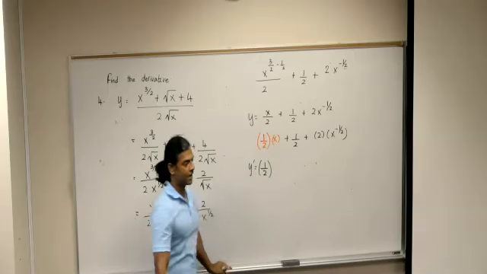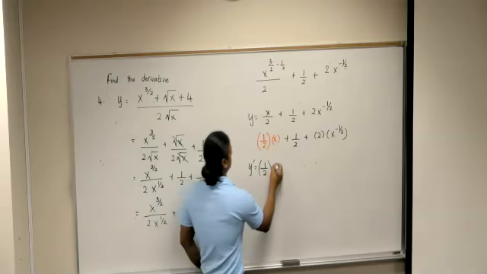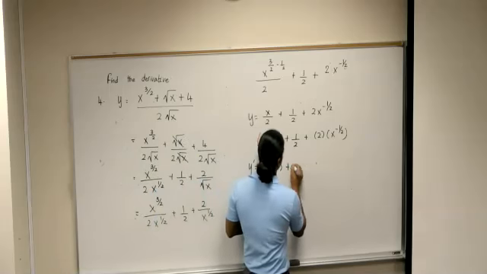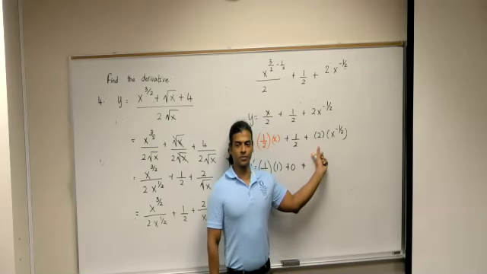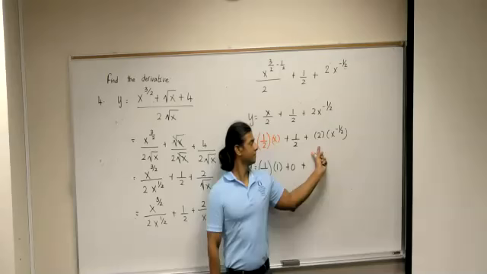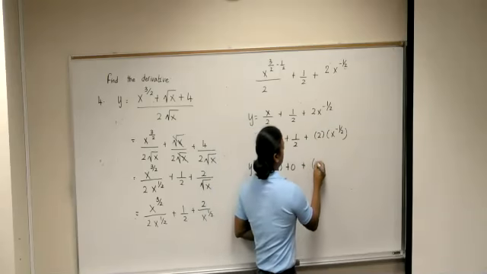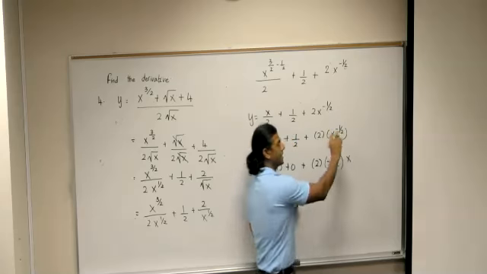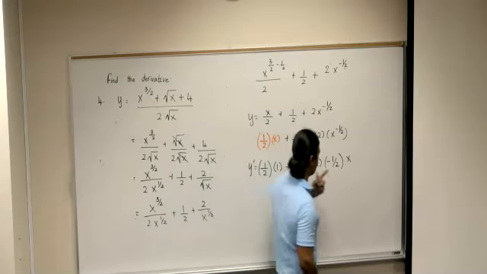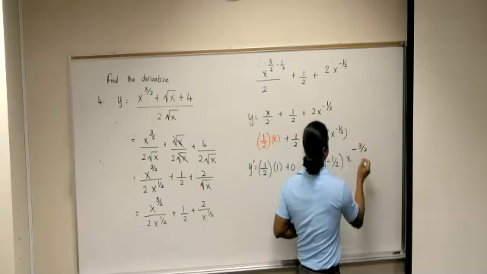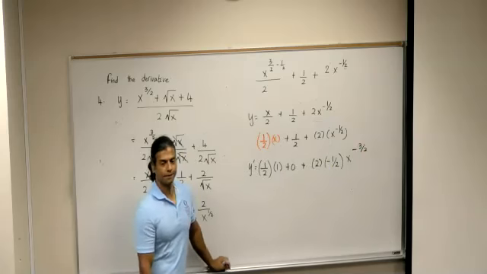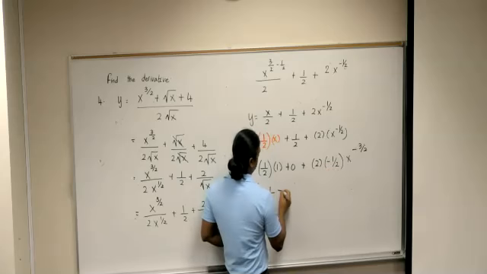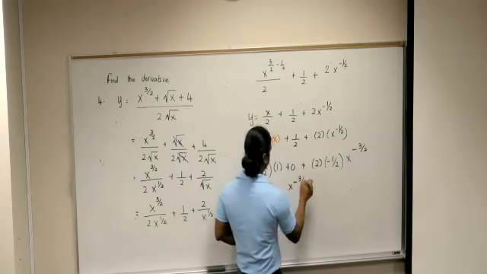What is the derivative of x? 1. What is the derivative of 1/2? 0. What happens to that 2? It's multiplied by negative 1/2, so it stays as is. Negative 1/2 comes to the front. Decrease the power by 1. Negative 1/2 minus 1, negative 3 over 2. Good. So 2 and 2 would get cancelled, minus x raised to negative 3 over 2.